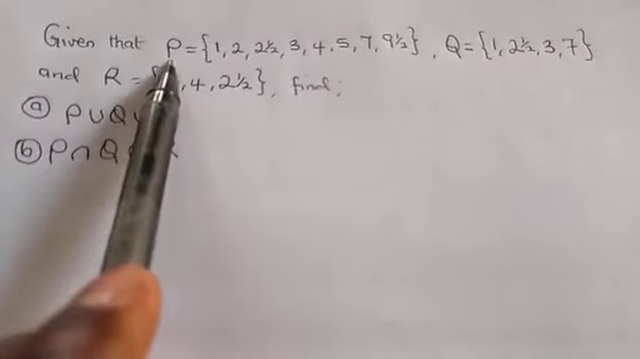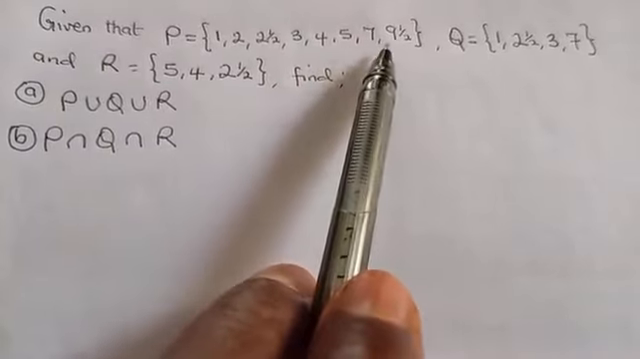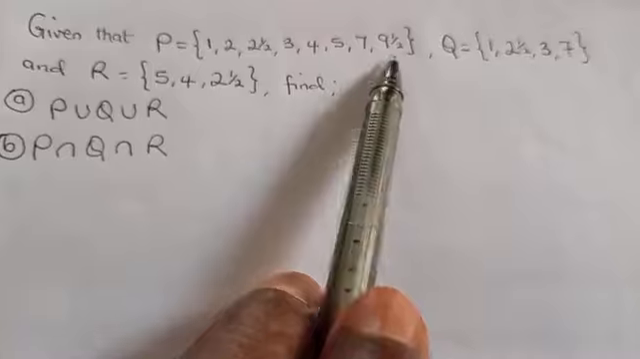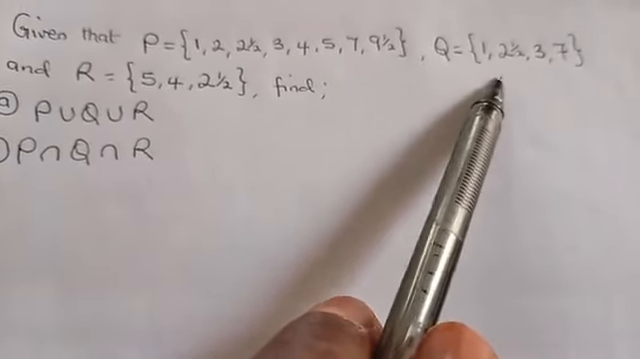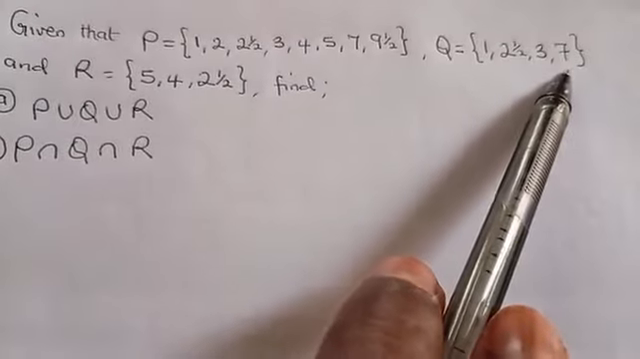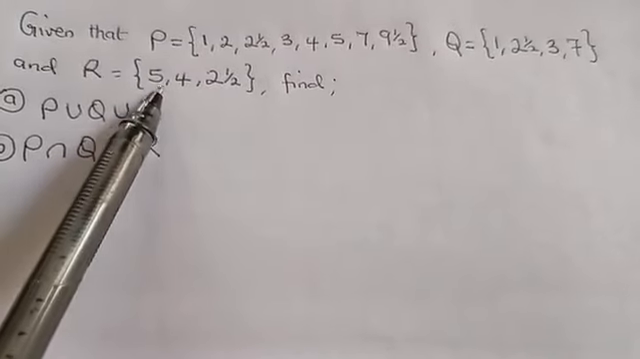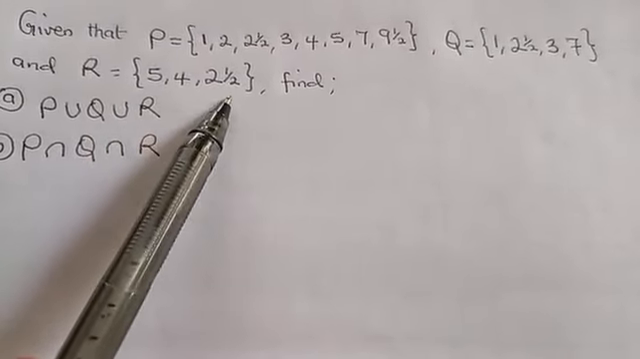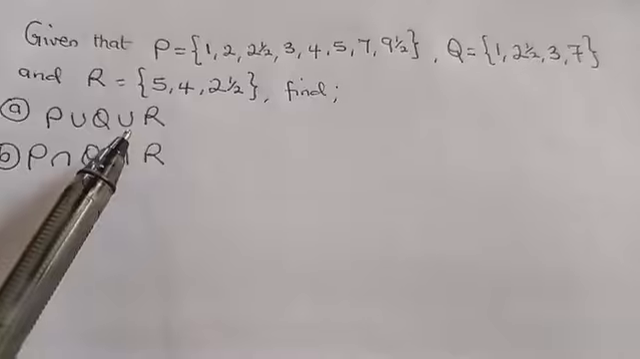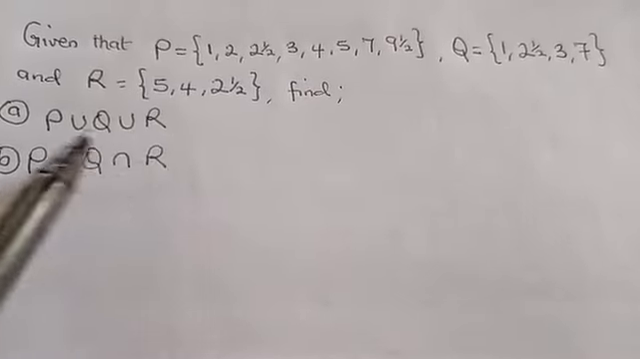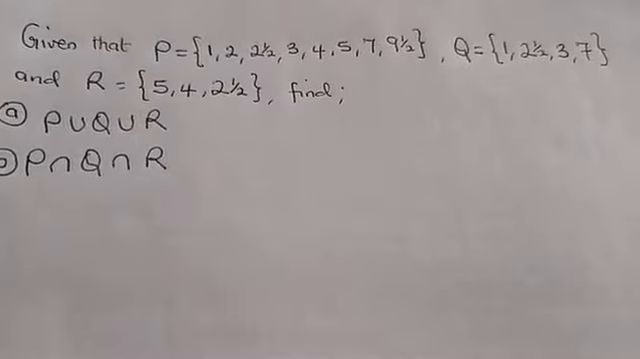Given that set P is equal to {1, 2, 2.5, 3, 4, 5, 7, 9.5}, and Q is equal to {1, 2.5, 3, 7}, and R is equal to {5, 4, 2.5}. We have to find P union Q union R and P intersection Q intersection R.